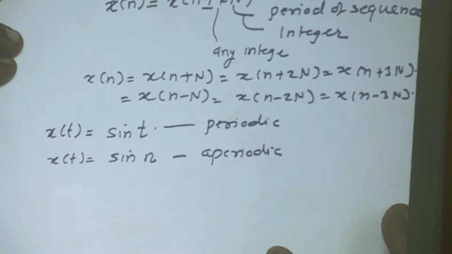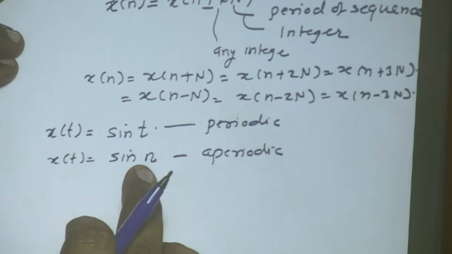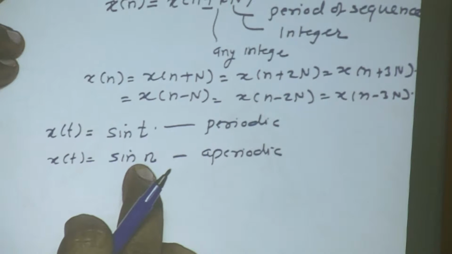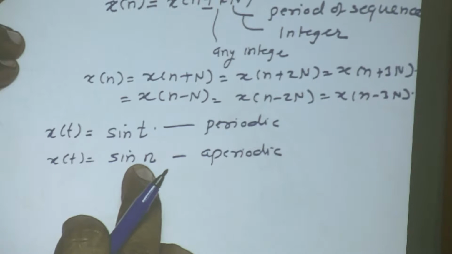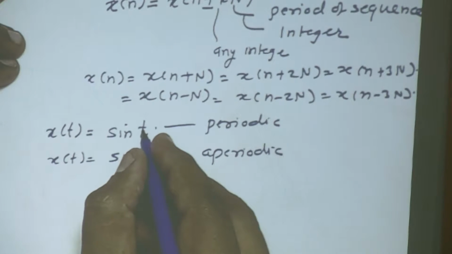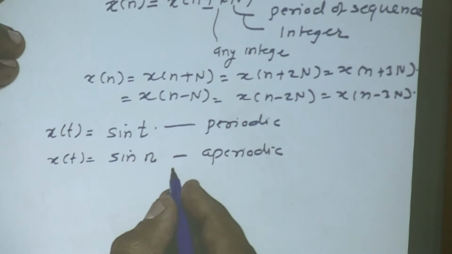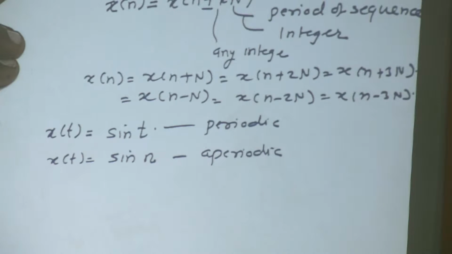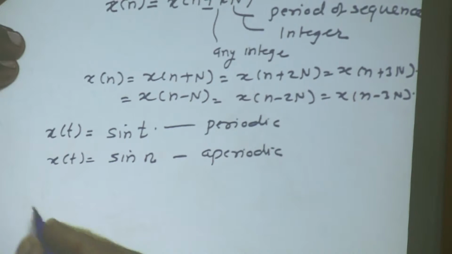Why is it so? Because if the argument of sine is some multiple of pi, then it is going to be periodic. If it is not, then it is not going to be periodic. Although sine n is obtained by sampling sine t, it is not a periodic signal. After sampling, it may not remain periodic. Okay, let me explain.